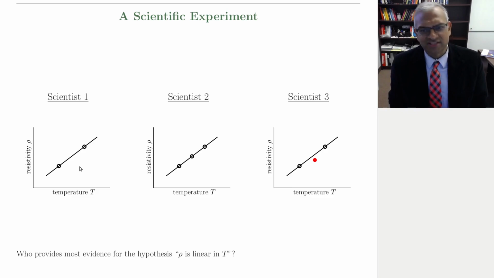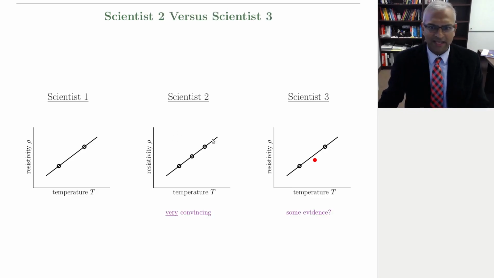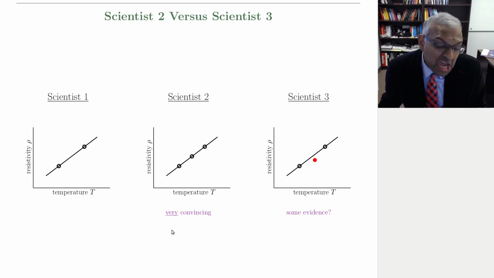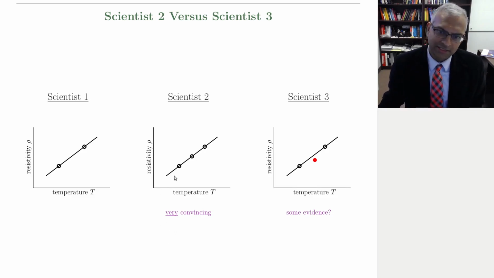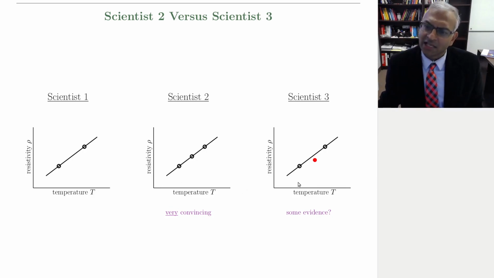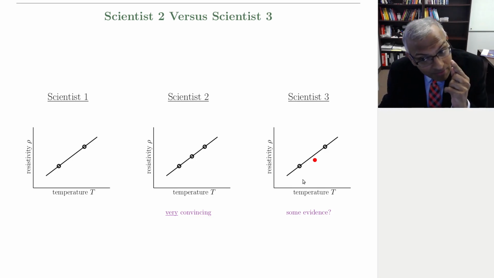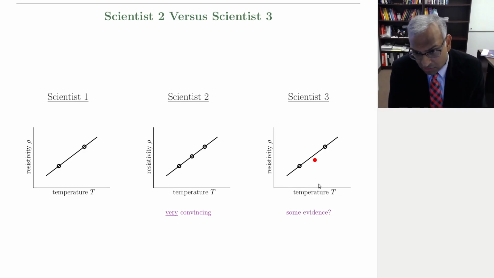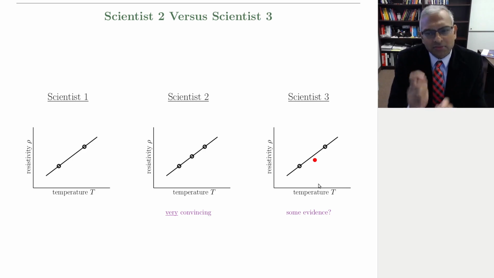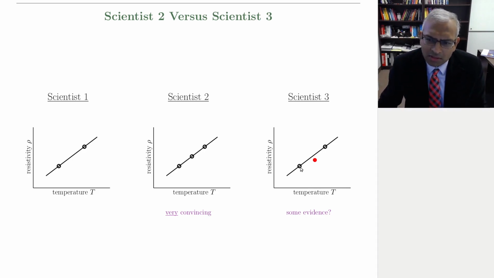Let's compare scientist 2 with scientist 3. That's our first attempt at analyzing these scientists. In my opinion, scientist 2 has provided very convincing evidence, because he has collected 3 data points and a line beautifully fits them. Scientist 3, on the other hand, is what we call a falsifier: scientist 3 has falsified the hypothesis under the assumption that the data is exact. But we all know that in physics experiments there's measurement error and so forth. So if we allow scientist 3 a little slack, then scientist 3 has provided some evidence, because measurements cannot be exact.